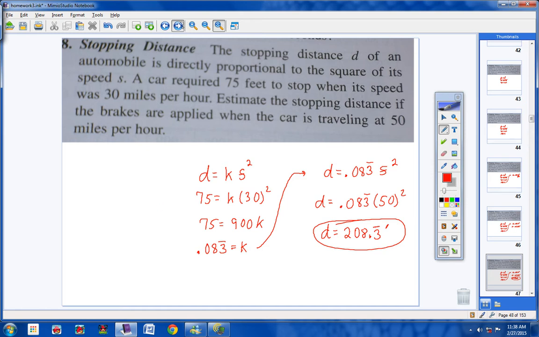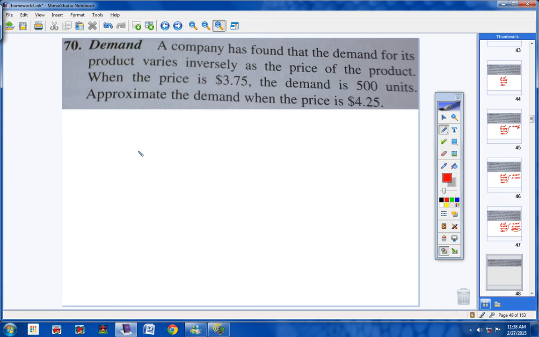Alright, moving on. A company has found that the demand for its product varies inversely as the price, okay? So demand varies inversely as the price. There we go. So there's my model I'm going to start off with, okay? Then they tell us when the price is 3.75 for p, the demand is 500. So could I not just real quick solve for k? I might not need to. I might need to. Let's just really quickly put these in and solve for k.